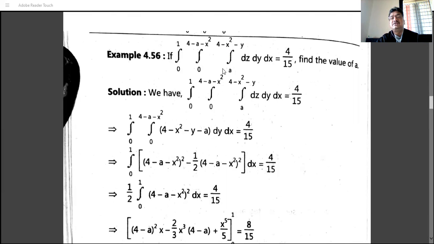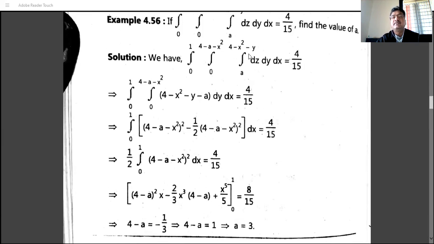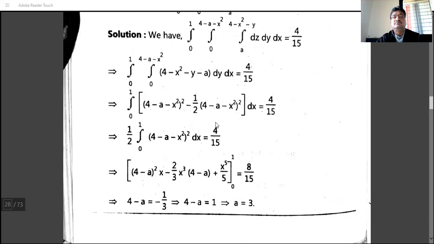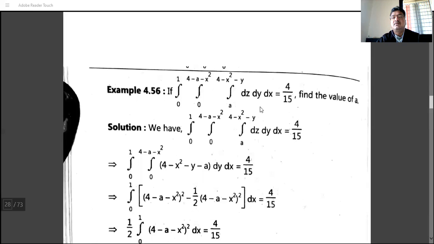So right here, the first step is this is equal to: z runs from this to this, y runs from this to this, and x runs from 0 to 1, right?